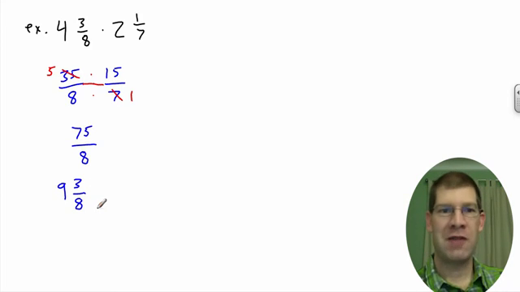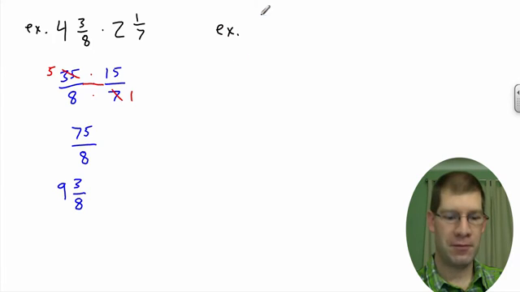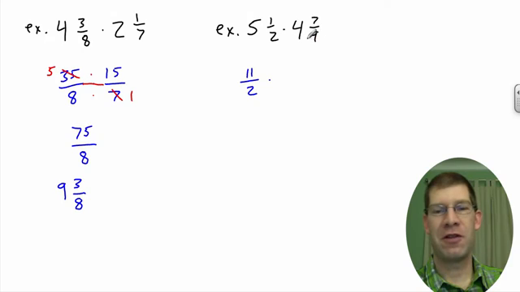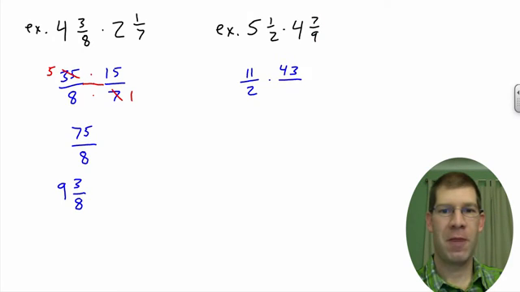And I'll do one more example, and then I am done. So my last example, say, is 5 1/2 times 4 7/9. So first step, change those to improper fractions. So 5 times 2 is 10, plus 1 is 11 over 2. And then I have 4 times 9 for a 36, plus 7 more is going to be 43 over 9.